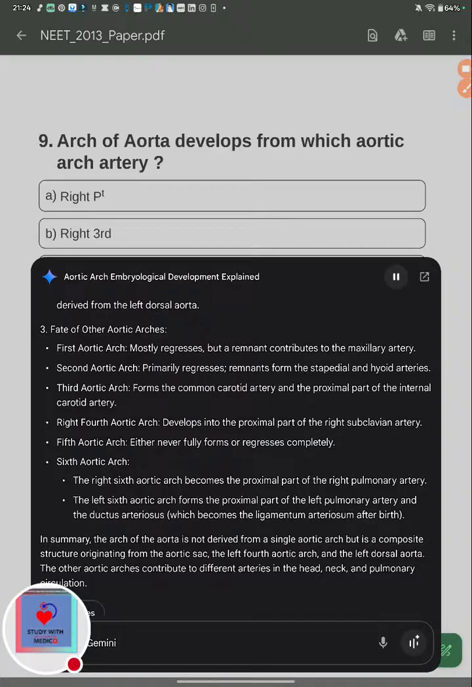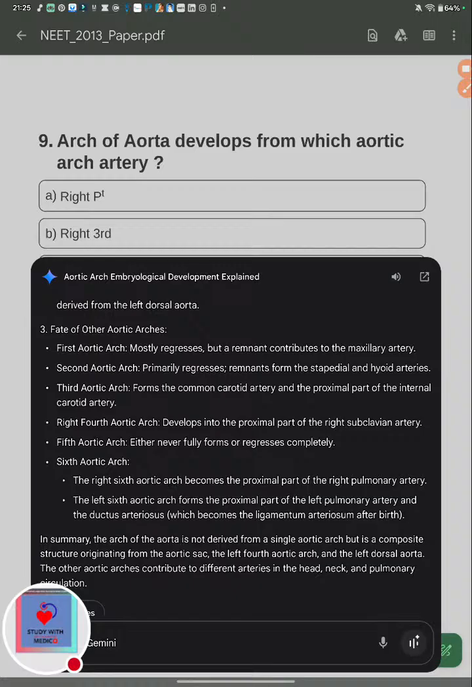The left sixth aortic arch forms the proximal part of the left pulmonary artery and the ductus arteriosus, which becomes the ligamentum arteriosum after birth. In summary, the arch of the aorta is not derived from a single aortic arch, but is a composite structure originating from the aortic sac, the left fourth aortic arch, and the left dorsal aorta. The other aortic arches contribute to different arteries in the head, neck, and pulmonary circulation.